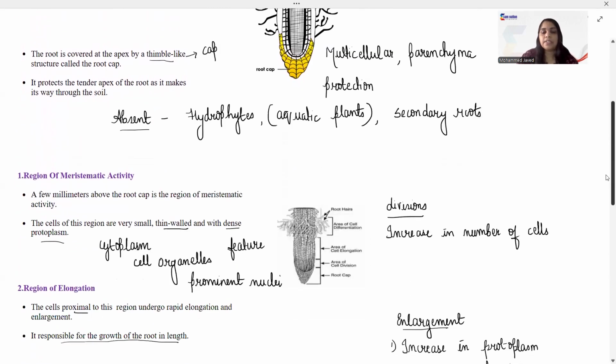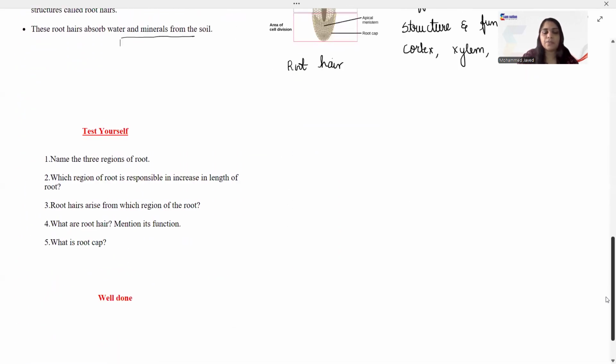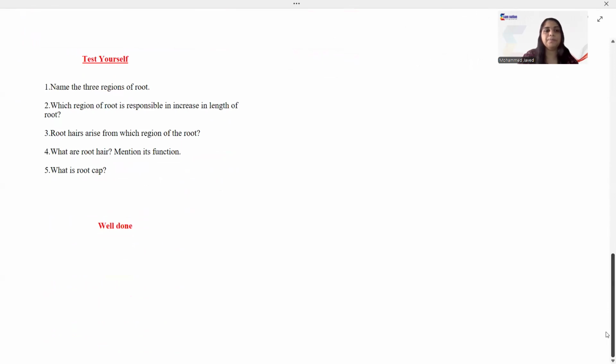So let us test your knowledge. We have a small homework here for you. So you can name the three regions of the root. Good. The second question is, which region of root is responsible for increase in length of the root? Third, root hairs arise from which region of the root? Fourth, what are root hair? Mention its function. And fifth, what is root cap?